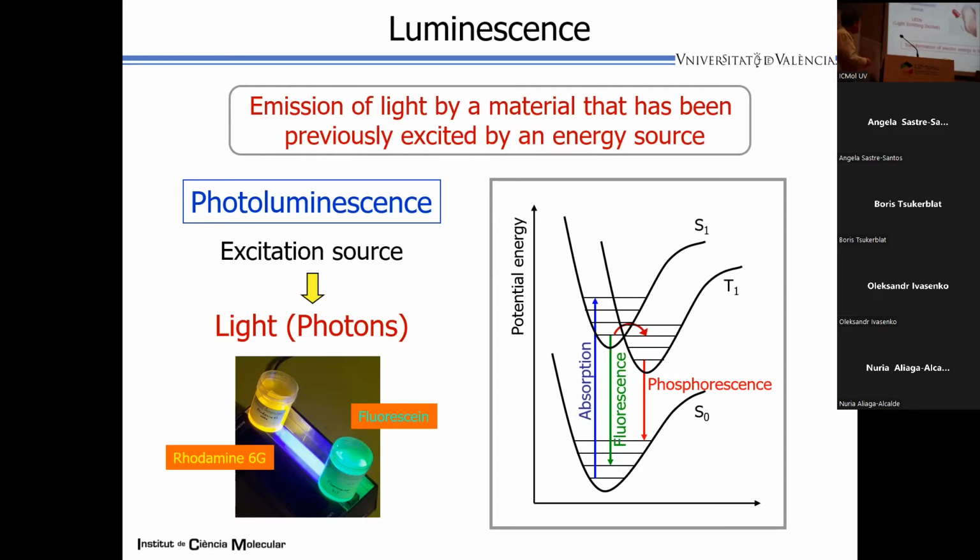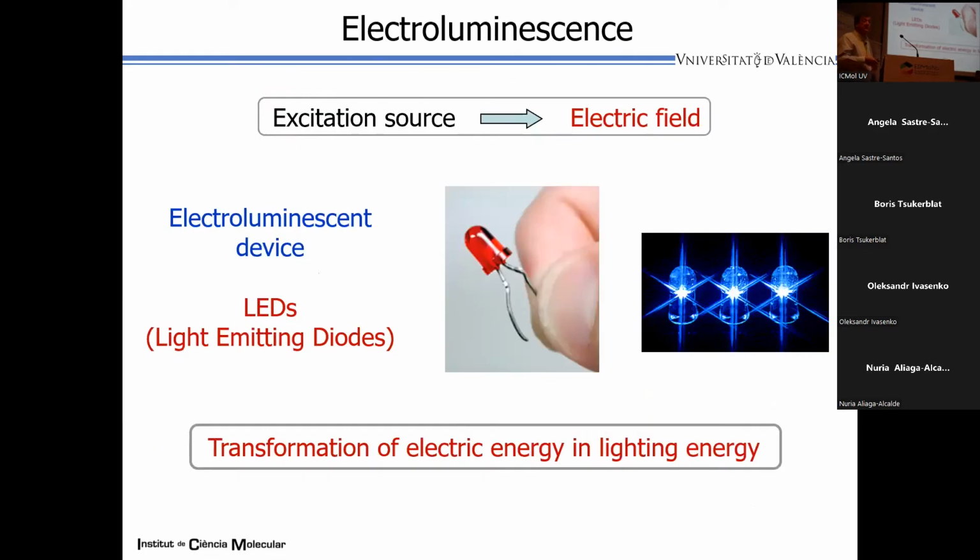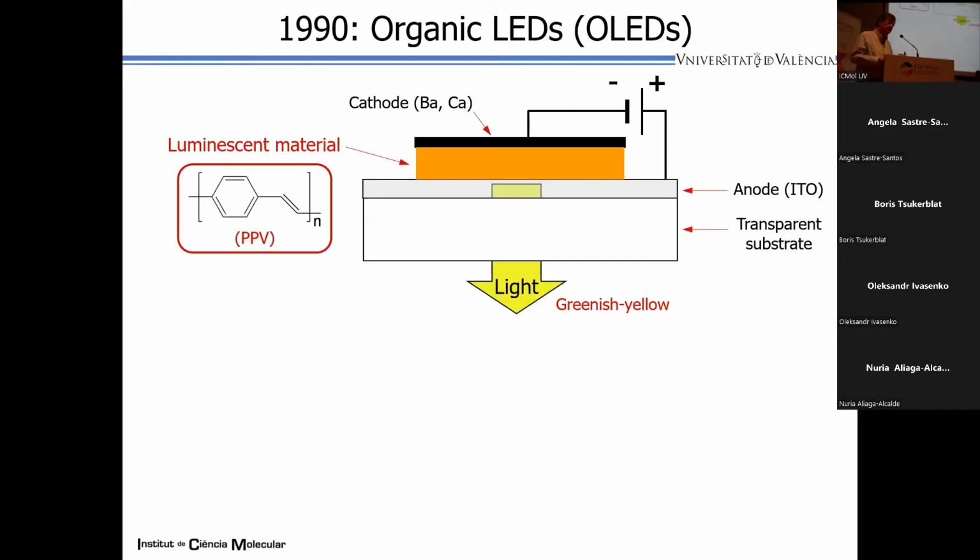In electroluminescence, the excitation source is an electric field, and this is the simplest device, the LED lamps. We are transforming electric energy into light energy. And in 1990, for the first time, an organic LED was proposed. In an organic LED, what you have is a transparent support like glass. The anode is indium tin oxide, and over the anode you have the luminescent material. In this case, it is a conjugated polymer, a conducting polymer, PPV. Over the luminescent material, you have the cathode, for instance, barium.